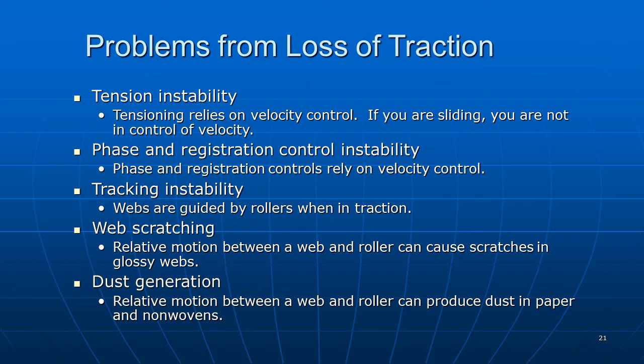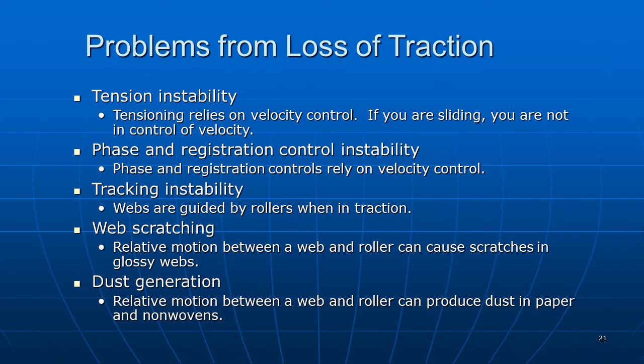Phase and registration instability are a sign that you might not be in traction. Again, they rely on good velocity control. And so loss of traction can cause various print phasing, product phasing to go in and out on seemingly a random basis sometimes. If your line is not responding to the controls, it could be that you are not in traction with the rollers that control phase and registration.